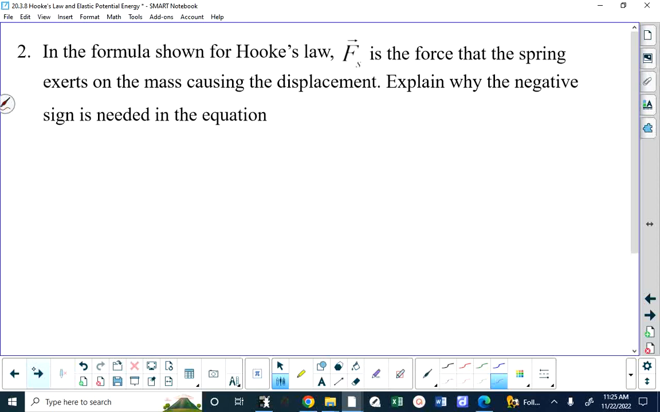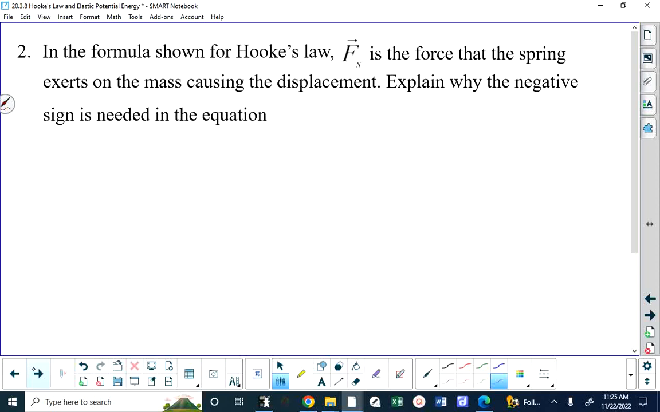Number 2, in the formula shown for Hooke's law, Fs is the force that the spring exerts on the mass. Why do we have a negative sign in the equation? Well, take a look at the equilibrium position of the bottom of this spring. And it's really convenient that we had that conversation at the beginning about equilibrium positions. So take a look at the location. You can use the bottom of my lip if you want.